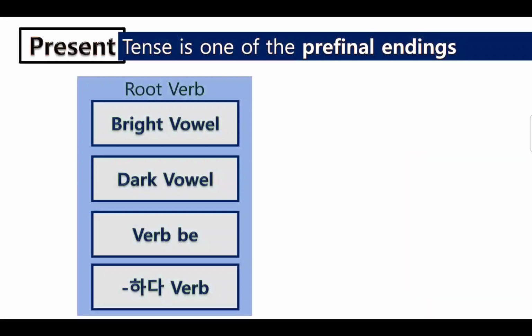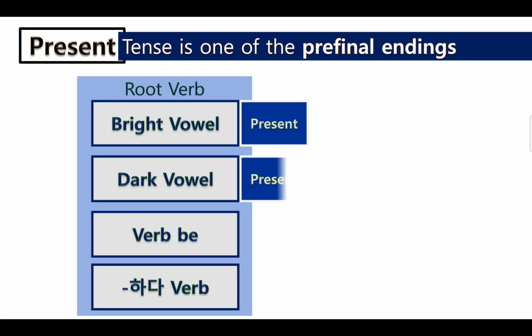자, present tense. So how do we express present tense in the Korean language? Tense is one of the prefinal endings. So behind the root verb, we need prefinal endings and final endings, right? For present tense, when the root verb has a bright vowel, present tense is nothing. When there's nothing, that is present tense. And behind the present tense, we need the final ending.